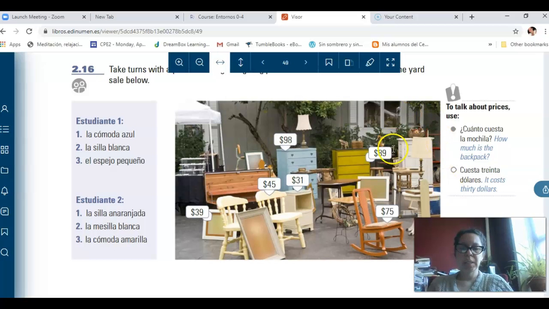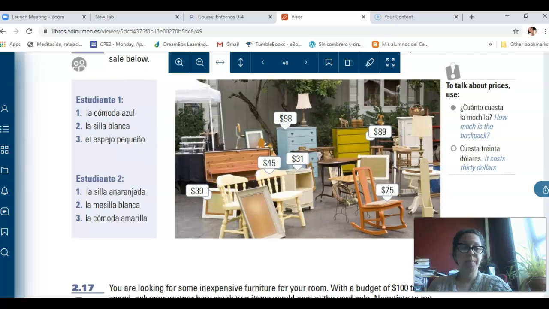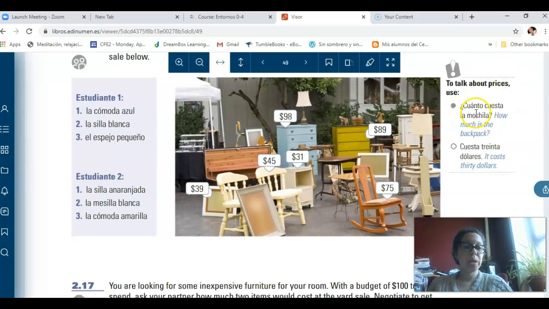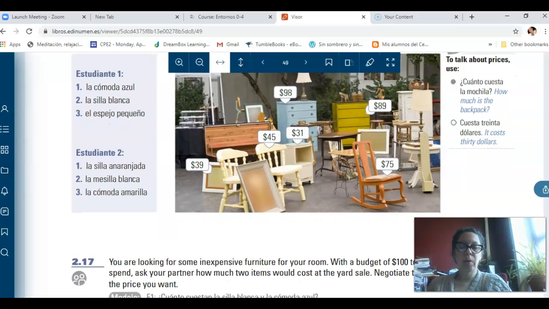Here, what I want you to practice here is the dialogue, the conversation, okay? Por ejemplo, the question will be, ¿cuánto cuesta la mochila? ¿Cuánto cuesta, por ejemplo, la silla? ¿Cuánto cuesta la mesilla? And then try to provide your answer. Cuesta, okay? Cuesta $31. Cuesta $45.